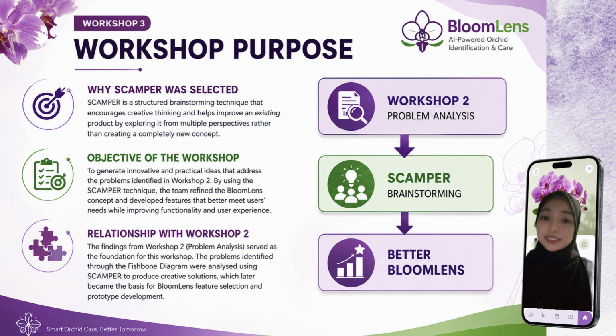Now, let's look at the workshop purpose. The purpose of workshop 3 was to enhance the Bloomlens mobile application by applying the Scamper ideation technique. Scamper was selected because it is a structured brainstorming method that encourages creative thinking and helps improve an existing product by exploring it from multiple perspectives rather than creating a completely new concept.